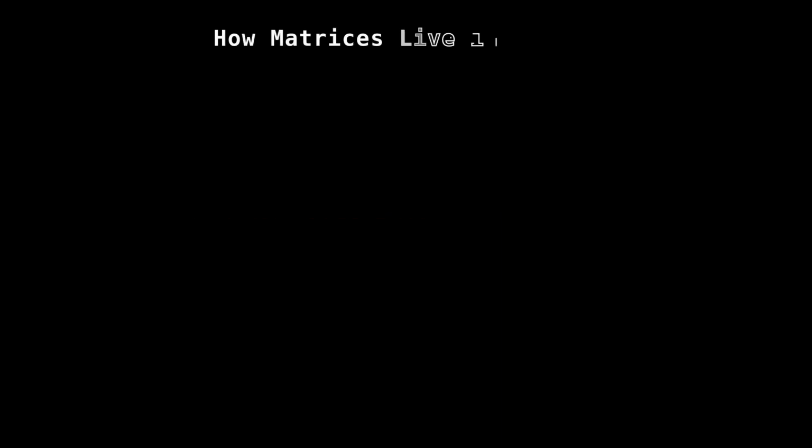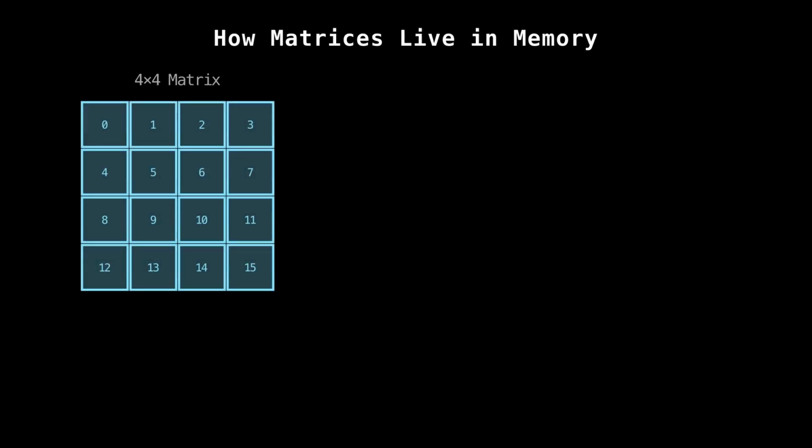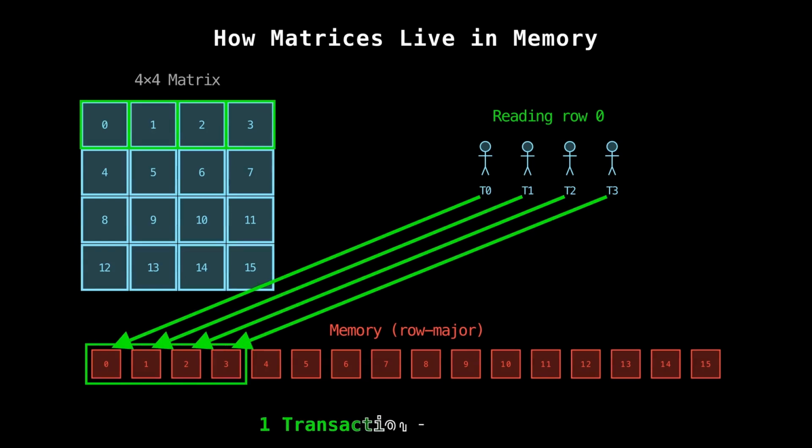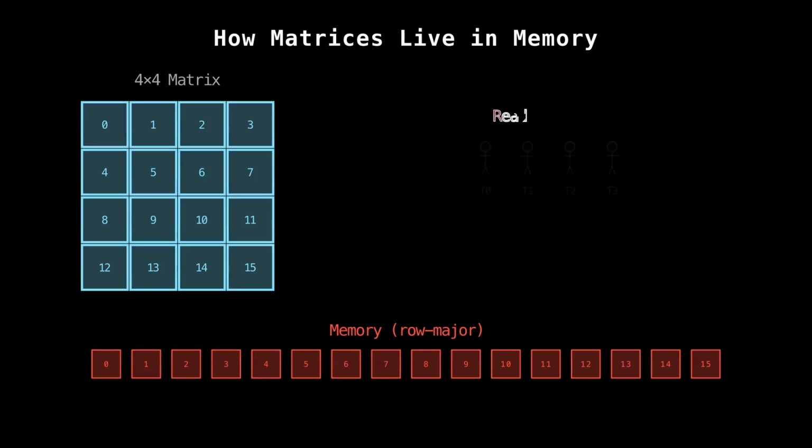To know this, we have to consider the memory allocation of the matrix. Here is a nice matrix of, say, 4 cross 4. Looks 2D, but the memory is flat. It's stored in row major order. Say the threads want row 0. So the elements 0, 1, 2, 3. All neighbors in memory. One transaction, beautiful.